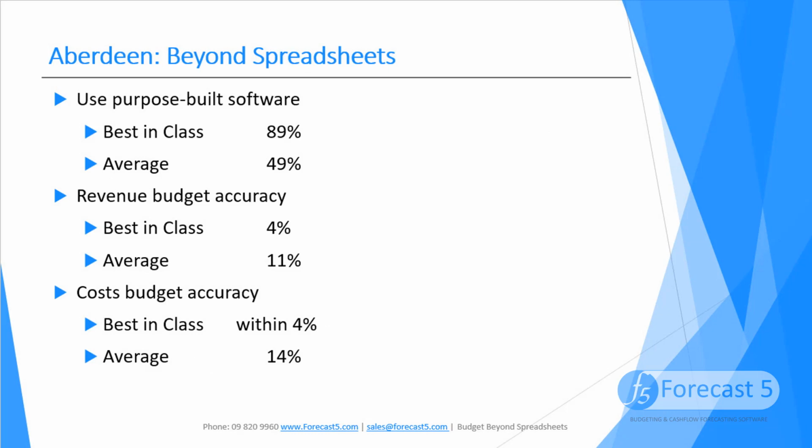Some stats that build around this. Best-in-class purpose-built software users. The Aberdeen report covered 500-odd companies. 89% of those best-in-class are using purpose-built software. The average is 49%. Revenue accuracy in best-in-class is within 4% versus the average of 11%, and costs are within 4% versus the average of 14%.